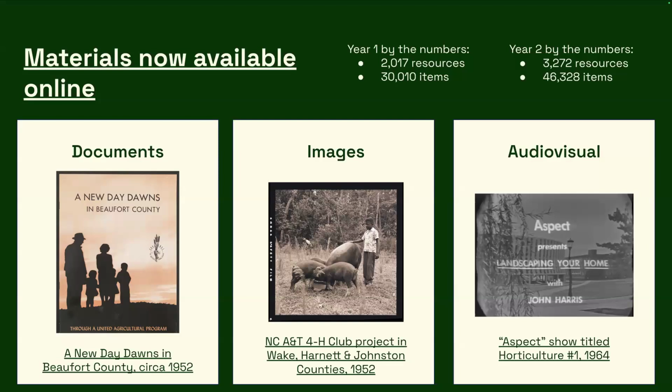The screen cap on the right of your screen is from our collection of extension audiovisual materials. The Aspect Show was a public access program that presented interviews, demonstrations, and examinations of aspects of agriculture, folk traditions, and rural life found in North Carolina. This one in particular is one of a series on horticulture. Aspect recordings are typically around half an hour long, and we have also digitized many of the later Now Show recordings, which were actually much shorter at around 5 to 10 minutes long.